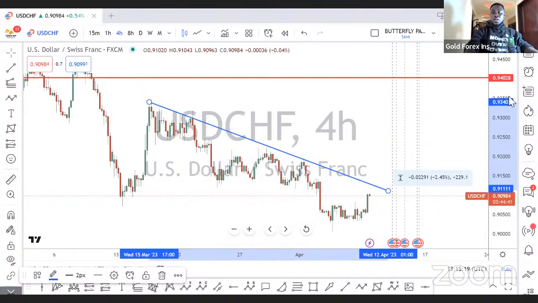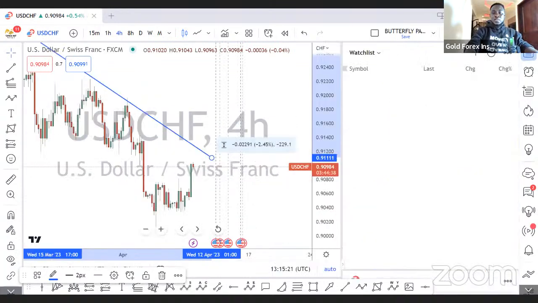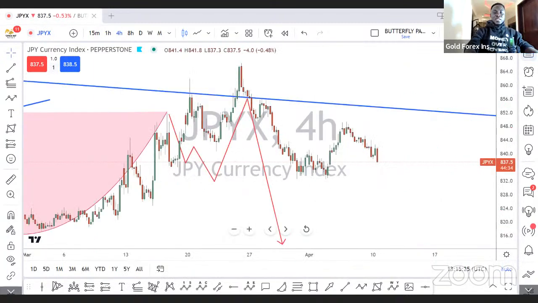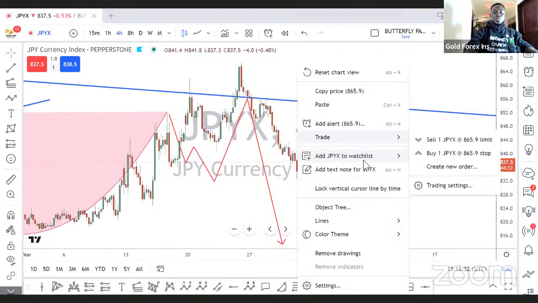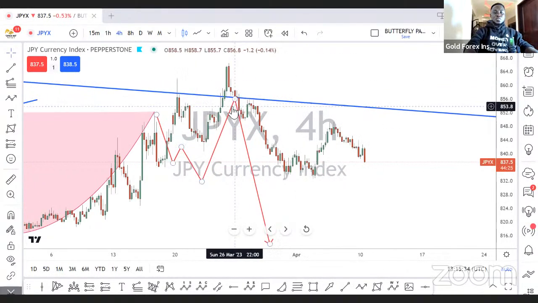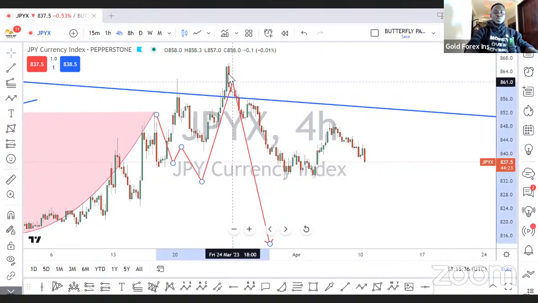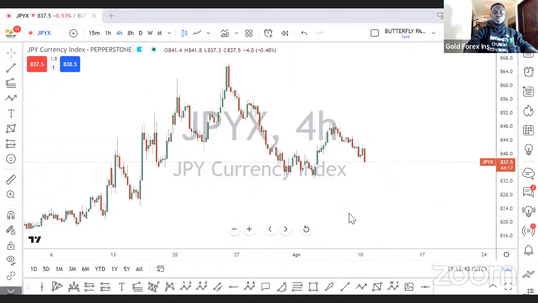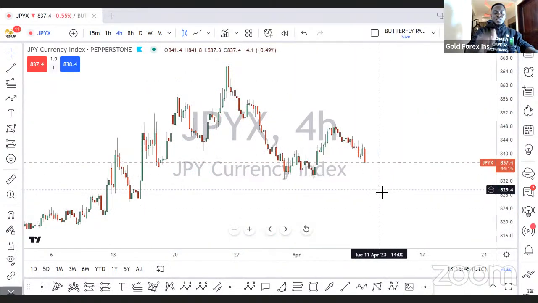Okay, now let's look at the JPY index. So the JPY index is giving us, wow, the JPY index is giving us more. I said this thing was going to go up, then drop, and that's what is happening. So JPY index is still giving us a sell move.